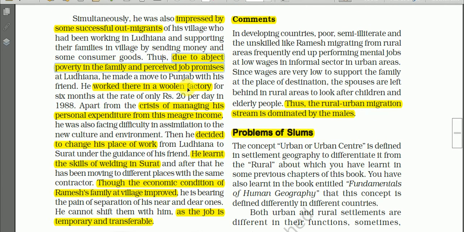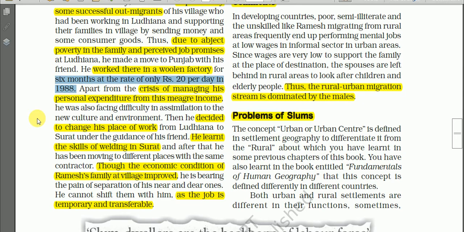in the family and perceived job promises at Ludhiana, he made a move to Punjab with his friend, and he worked there in a woolen factory for 6 months at the rate of only rupees 20 per day in 1988. Means the rate of wage was very low, okay, only 20 rupees per day.